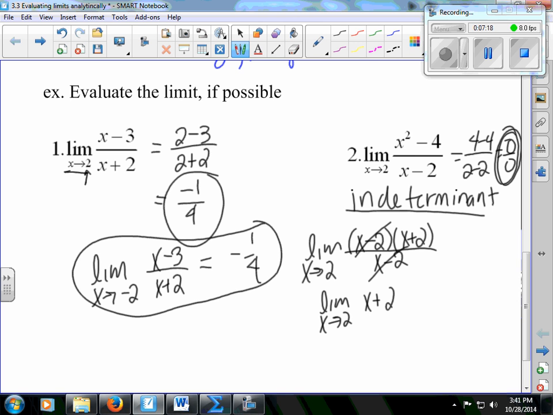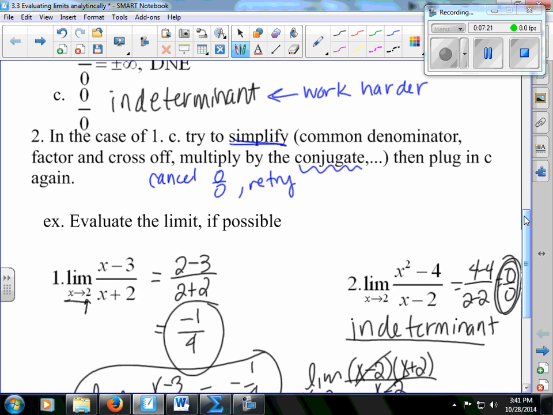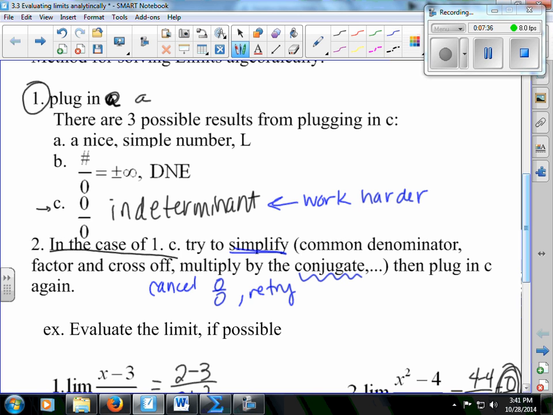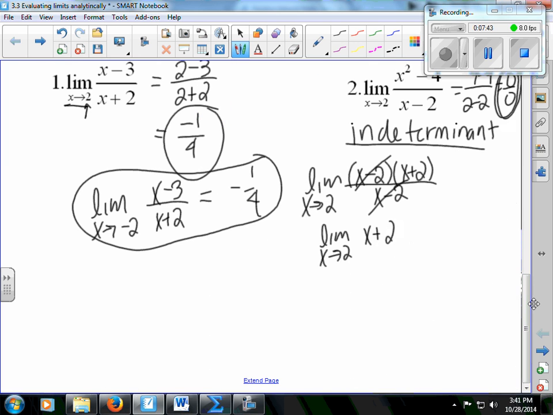Now, following my strategy, I plugged in my number. I got 0 divided by 0, which was indeterminate. So in that case, I went on to step 2, which told me to simplify. And so I did. I factored and crossed off. And now I'm going to try to plug in again. And so here I am. I have the limit as x approaches 2 of x plus 2. If I plug in again, I get 4. That's my solution. The limit is 4 there.